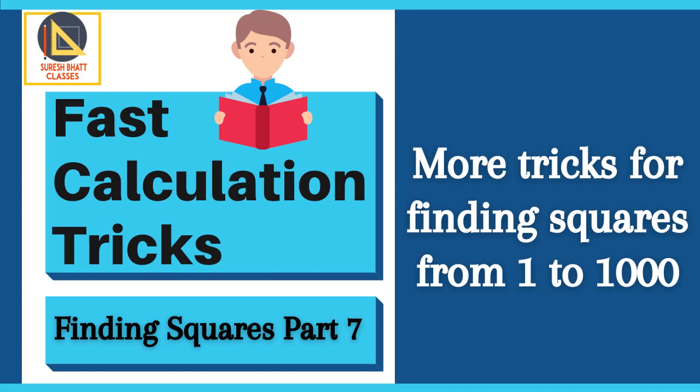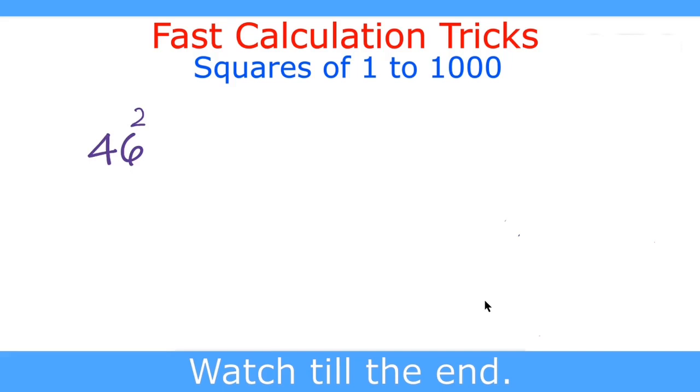In the series of fast calculation tricks, we are going to learn a few more shortcut tricks in addition to the tricks we have learned in earlier videos for finding the squares of the numbers from 1 to 1000. We will also learn the basics of these fast tricks by learning the fundamentals and the concepts used in it. First, we will learn to find squares of two-digit numbers using this trick, and we start with one example, which is 46 square.